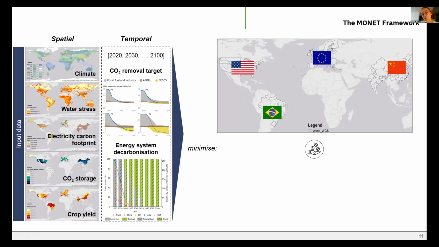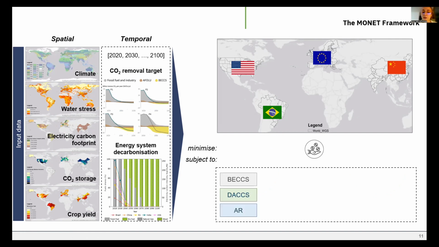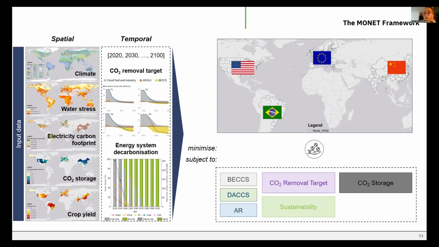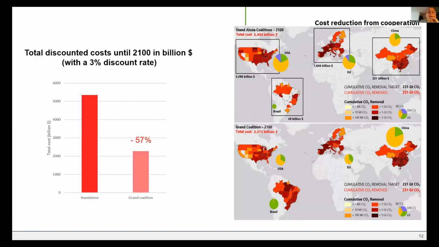We minimized the cost to reach each of these CDR targets under our 2 cooperation scenarios, subject to these different technology choices: BECCS, DACS, and afforestation and reforestation, regional CO2 removal targets, sustainability constraints, CO2 storage constraints, and CDR deployment constraints. And as expected, we see an important cost reduction when cooperation is allowed. In terms of total discounted cost until 2100, we found a 57% cost reduction when cooperating.